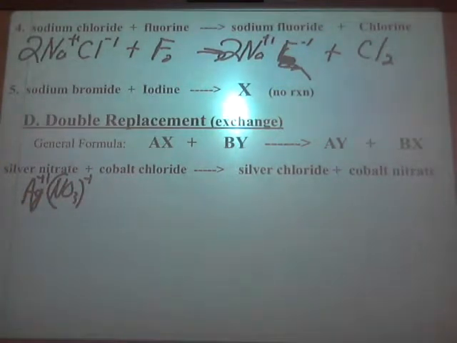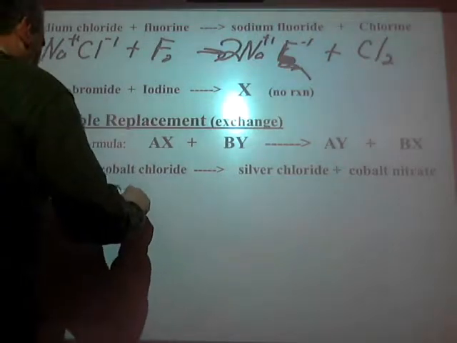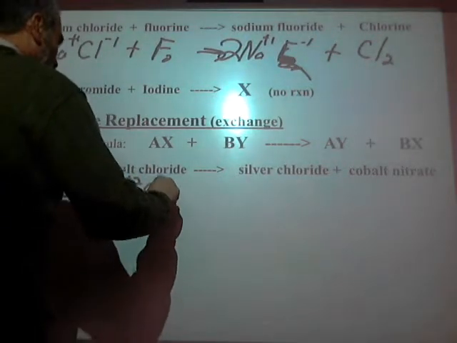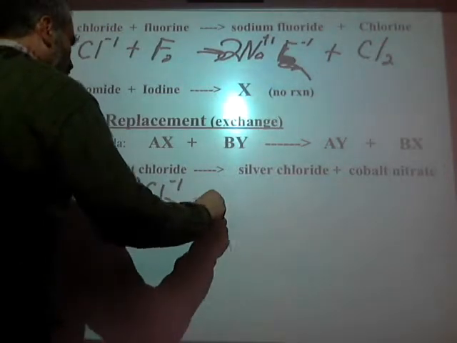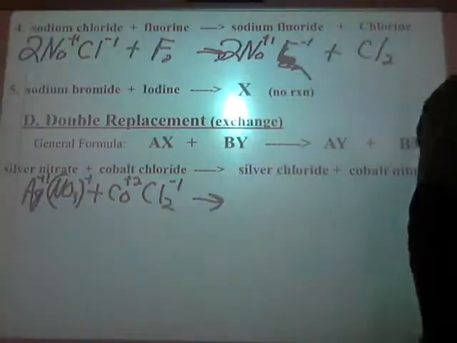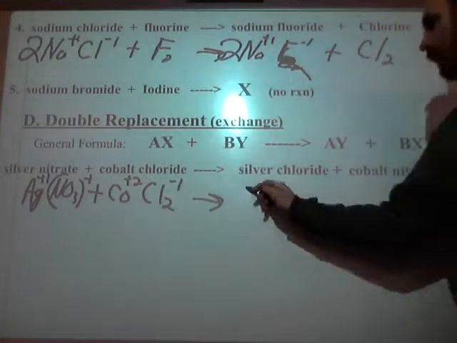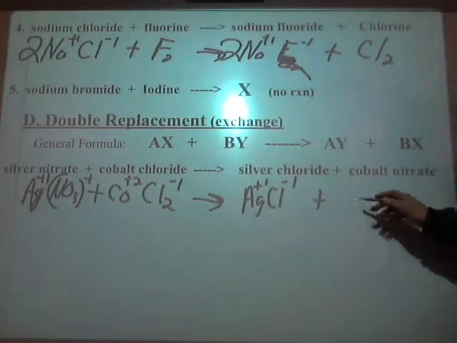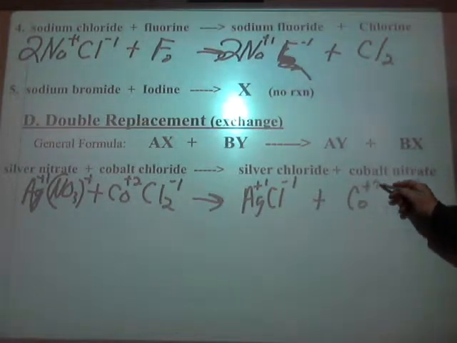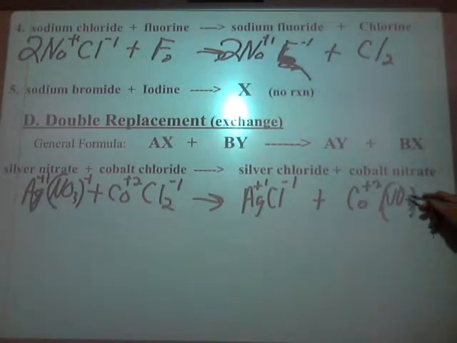Now cobalt, again, is a transition element on the periodic table, so I can't use the table. Got to look at the sheet. Cobalt has what charge? +2. Chloride is on the periodic table. Can figure him out with his common charge, -1, CoCl2. Silver chloride, Ag +1, Cl -1. Cobalt nitrate, Co +2, NO3 -1.